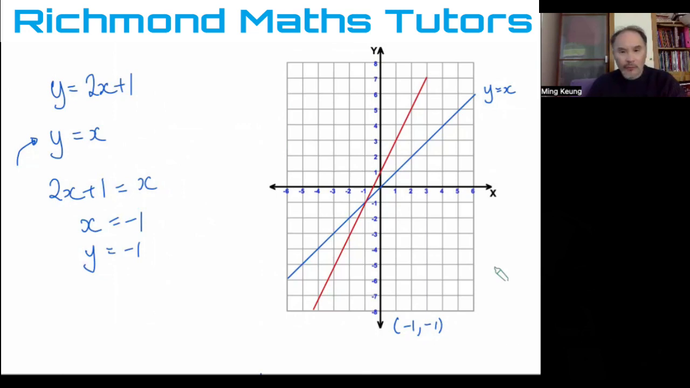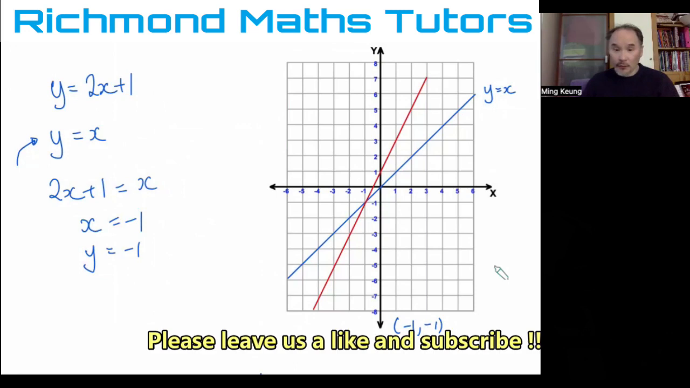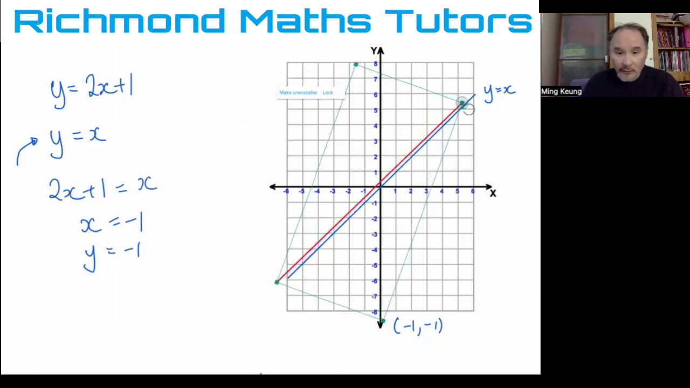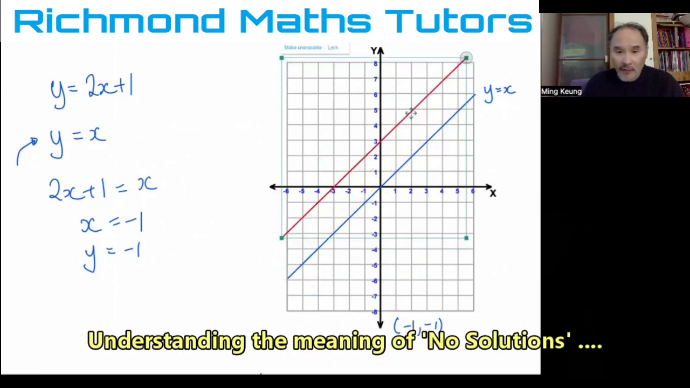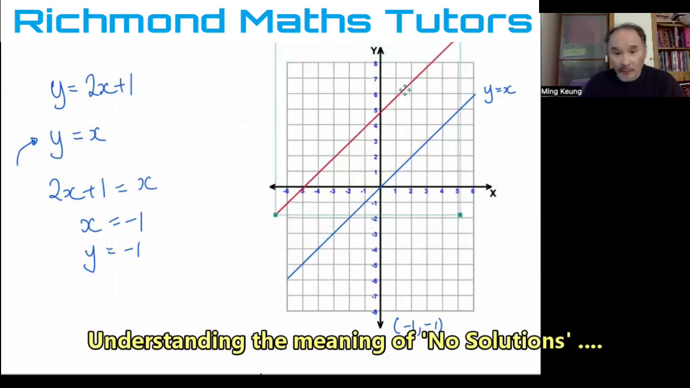So that's when there is a solution. When is there no solution? When do these two lines never meet? Well, they never meet under one specific condition. That's when they're both parallel to each other. So if I took this line and made it parallel to the other line, like this, they will never, ever meet, which is quite sad.